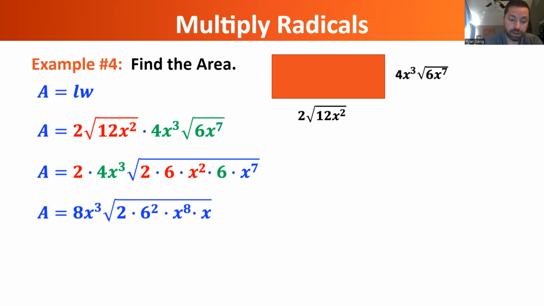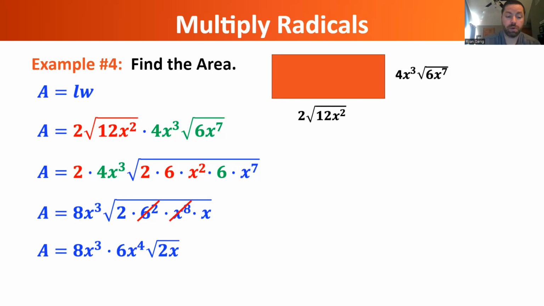So you'll see that here in the next step. 8x to the third is already out there. Radical 6 squared is just 6 on the outside. X to the 8th is x to the 4th, like I just talked about. I can make 4 pairs of x's from 8 x's. The 2 and the x remain inside the radical.